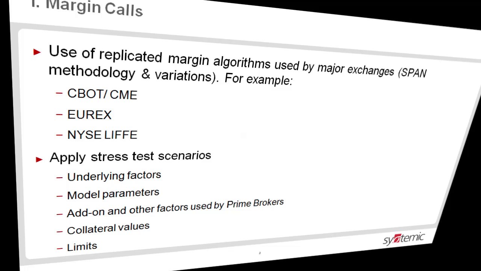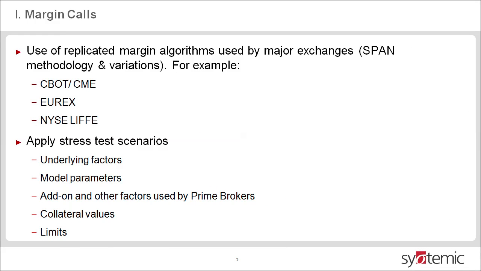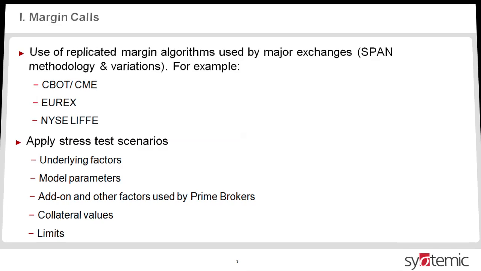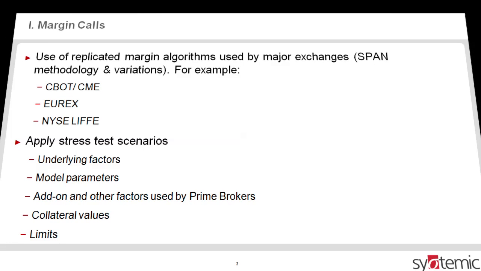Most of these are based on the SPAN methodology, with some variations from one exchange to another. Once you have the margin algorithm, the idea is to apply stress test scenarios on it, where you may modify the prices of underlying factors and see how this might affect your variation margin. You may also change model parameters. These are the parameters used to create the so-called vector files for the margins, and you can see what kind of effect that might have on your margin calls.